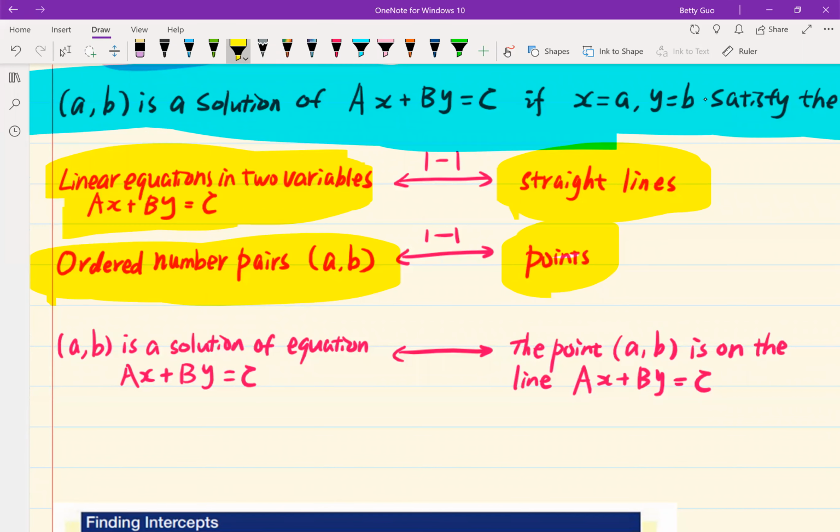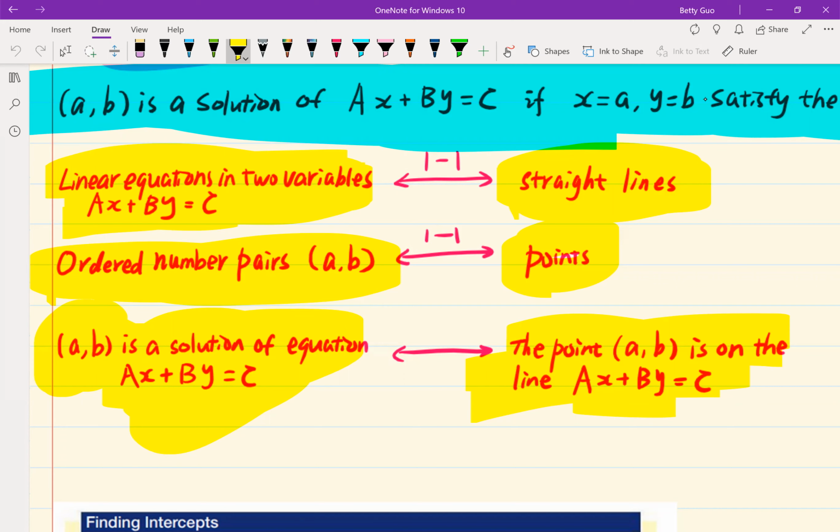If we put them together, if an ordered number pair a, b is a solution of a linear equation in two variables, that means the point a, b is a point also, right? ax plus by equals c is a straight line. The point a, b is on the line ax plus by equals c. So I want you to please repeat this part to really see those three things here. Very important to understand.